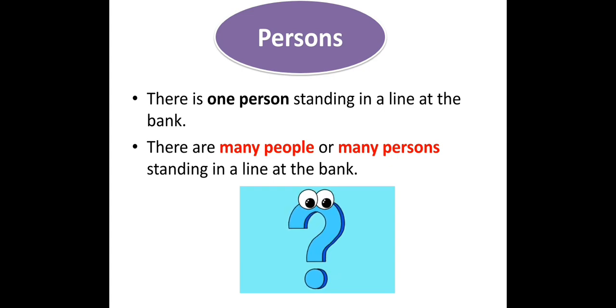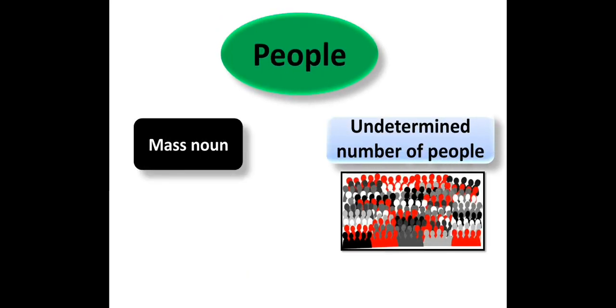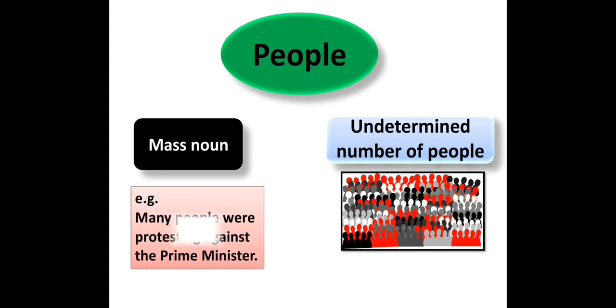So let's proceed. First of all, I'll explain about the word people. It refers to a mass noun, an undetermined number of people, a number of people which is uncountable. For example, many people were protesting against a prime minister. Here, the number of people is uncountable. Nobody knows how many people were there who were protesting against the prime minister. So people refers to an undetermined number of people.